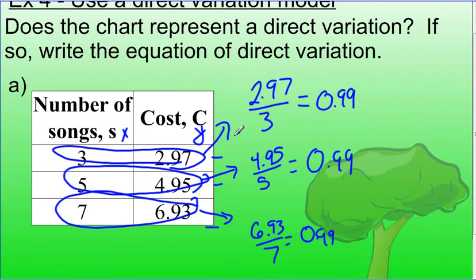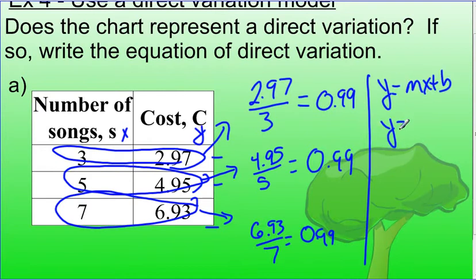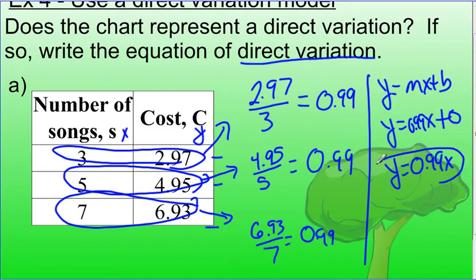So if we were going to write this equation, y equals mx plus b, we know this part is 0 because it's direct variation. It tells us so. And we know the slope is this 99 cents, so 0.99. So we get y equals 0.99x. And you don't really need this plus 0. So that is the equation.